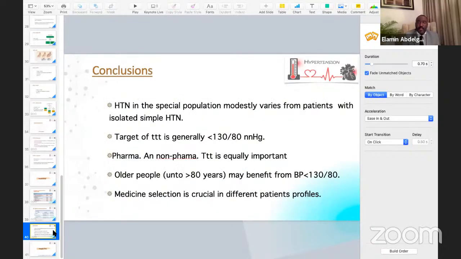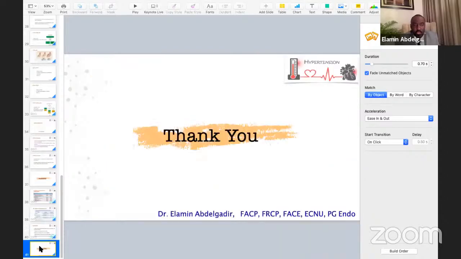So ladies and gentlemen, please allow me to conclude with the statements that hypertension in the special population modestly varies from patients with isolated simple hypertension. Target of treatment is generally less than 130 systolic, less than 80 diastolic millimeter of mercury, sorry for typos. And pharmacological and non-pharmacological treatment is equally important from the time of diagnosis of blood pressure. Older people, even up to 80 years of age, may benefit from reducing blood pressure to around 130 over 80 or below. And medicine selection is crucial in different patients' profiles. And with that, I'd like to thank you very much and apologize for the technical faults in the presentation.